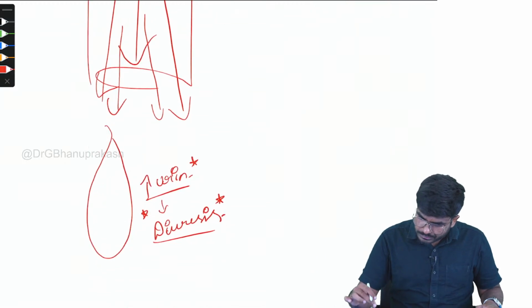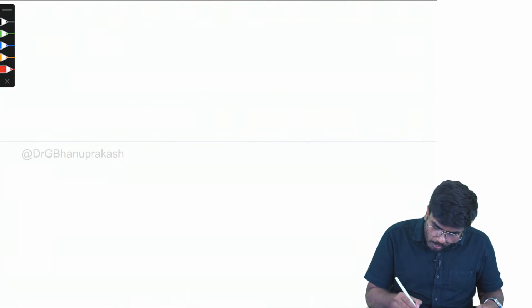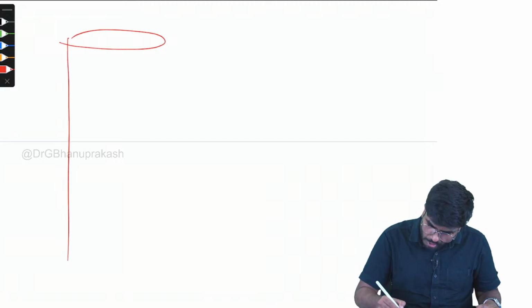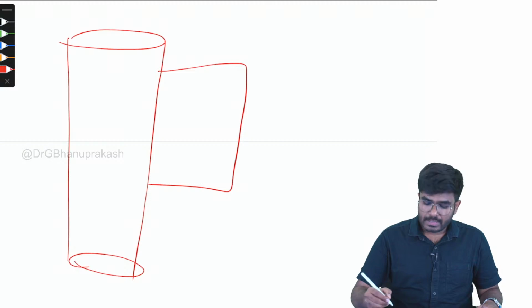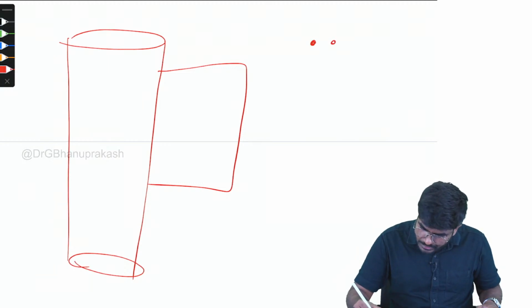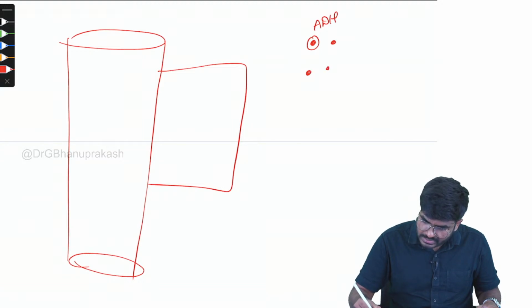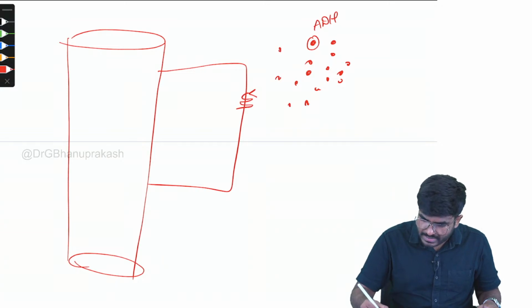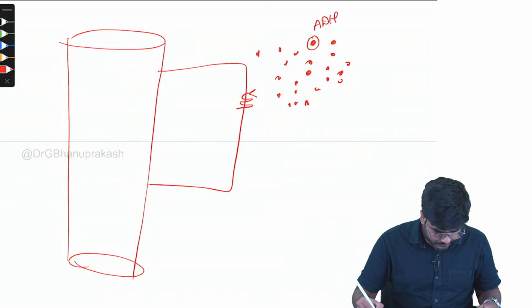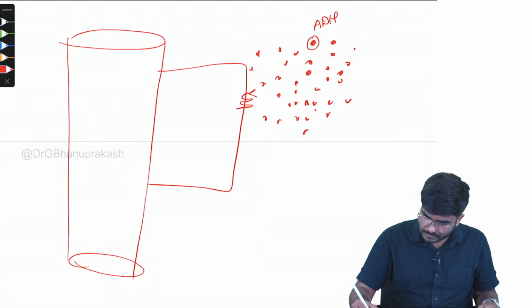Okay. Now, let's talk about one more condition. Again I am drawing the collecting ducts. Here is your principal cell. Now, these red dots are nothing but antidiuretic hormone. Okay. Now, in this condition, what is the problem? You should tell me. Here is your V2 receptor. Now what is the problem in this condition? Tell me guys. What's happening?